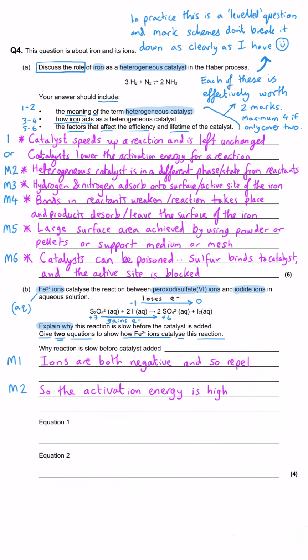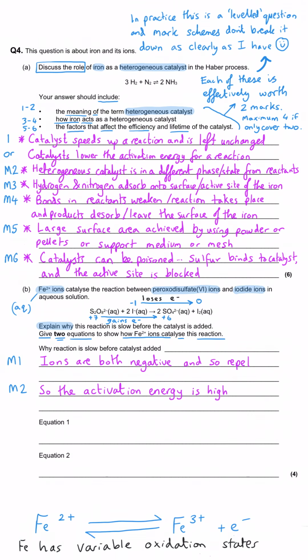And so effectively, the sulfur needs to gain the electrons from the iodide, but it doesn't want to go near to it. And so what the Fe2+ does is it comes along and it donates an electron to the sulfur in the peroxodisulfate, and then it goes over to the iodide and gets an electron back from the iodide, and therefore overall the iron hasn't changed. It's gone from +2 to +3 and then back again.